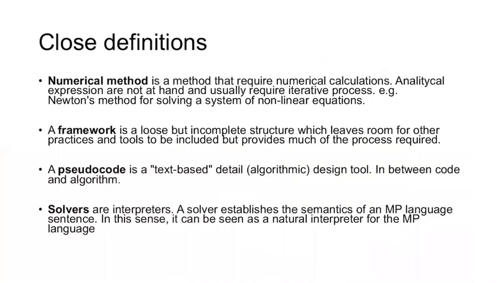Okay. There are some other close definitions from these previous ones, like what is a numerical method? It's basically a method that requires some numerical calculations. What is a framework? A framework is something which is incomplete, but you have some limits. For example, in optimization, you have stochastic optimization. So it's a very wide world that considers problems with uncertainty. You also have a definition of pseudocode, which is in between a code and an algorithm. So it's kind of a step in between.